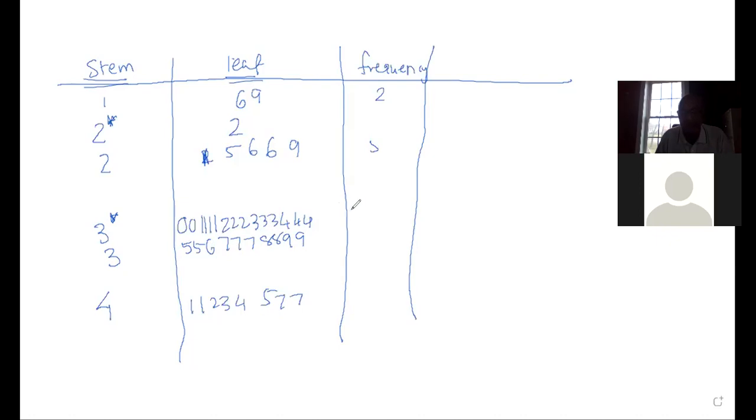But out of this 25, some of them here, frequency is 1. Here, frequency is 4. Total frequency of 2 and 2 star, that was 5. So in the double stem leaf plot, it is 1 and 4. Total frequency over here in 3 star is equal to 15. And here it is 10, total 25.